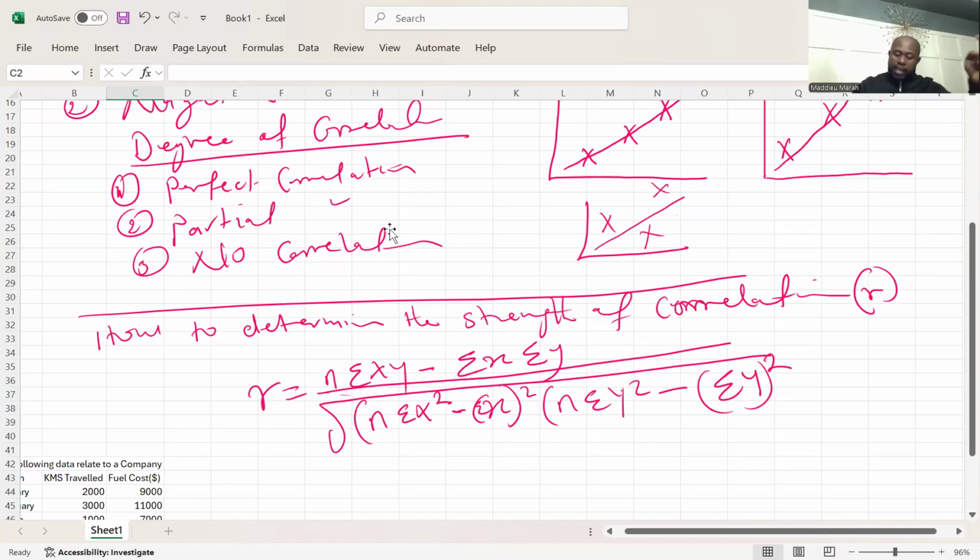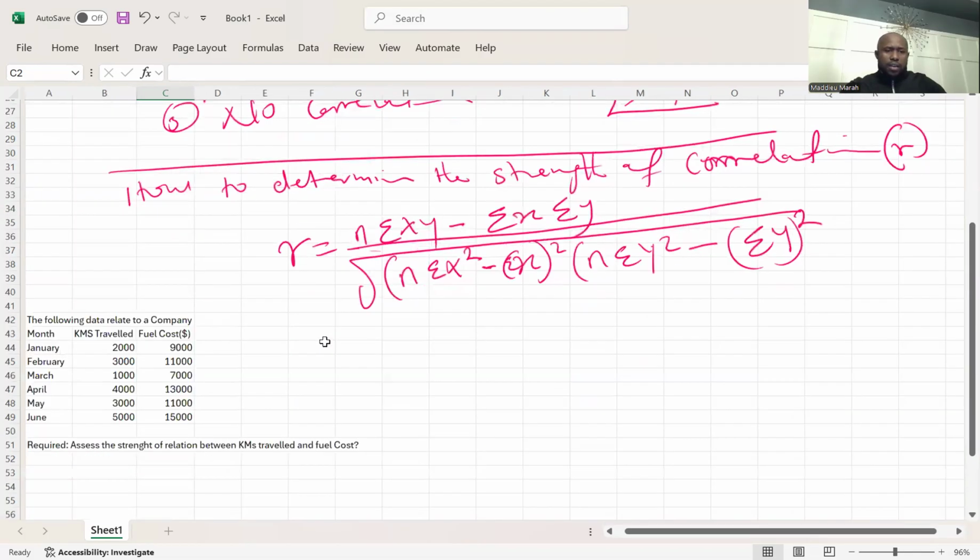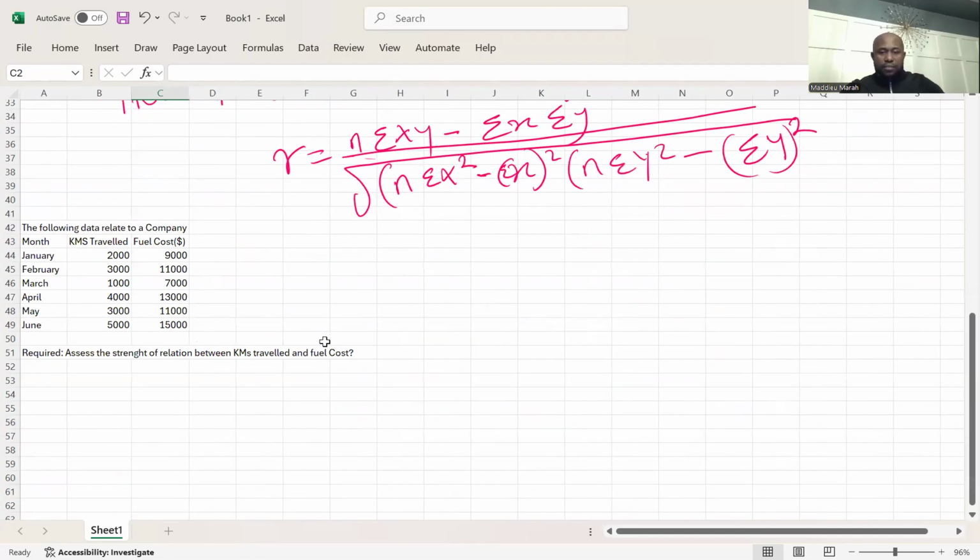Okay, so N, sum of XY minus sum of X multiplied by sum of Y, divided by square root of N, sum of X square minus sum of X all square, in bracket N, sum of Y square minus sum of Y all square. This is the formula for correlation to determine R, which is the coefficient strength of the relation. Okay, so having got the formula, here is a question for practice using the formula.